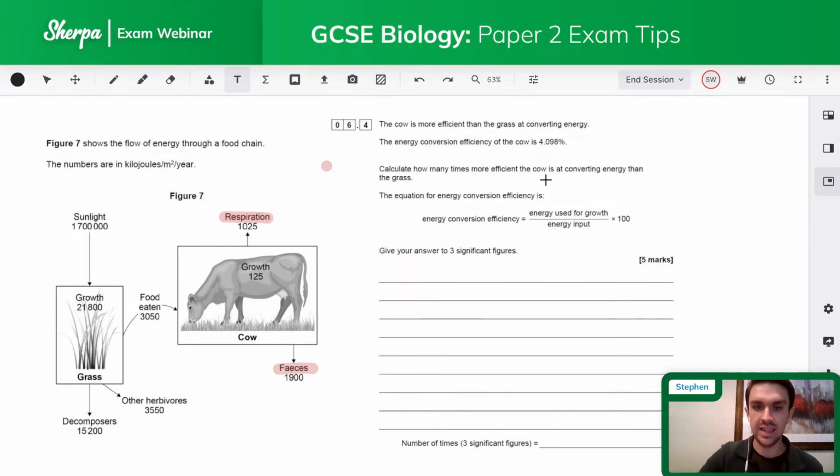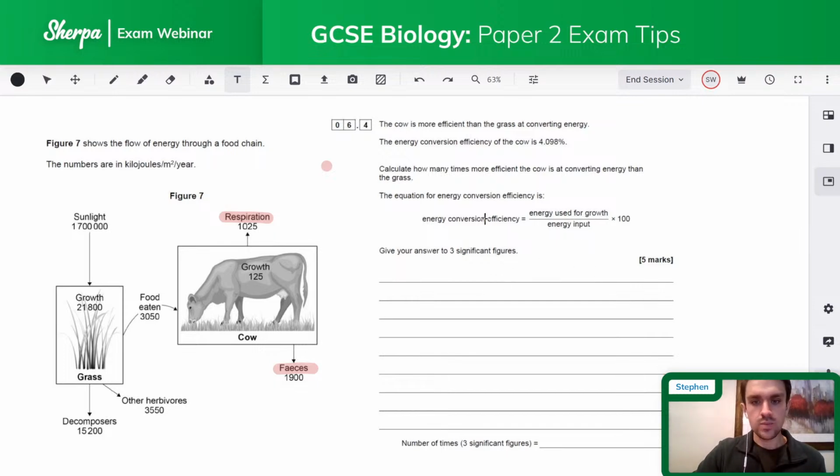Now, very helpfully, it gives you an equation. The equation for energy conversion is energy conversion efficiency equals energy used for growth over energy input, times by 100. So what can we do to work out this question? Well, even though it's 5 marks, we don't need to be super scared of it. 5 marks just means they are picky in the mark scheme and that they just want to see your working out. Now that's important for every single maths question on this paper.